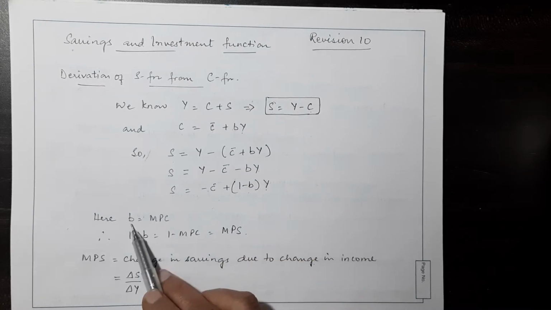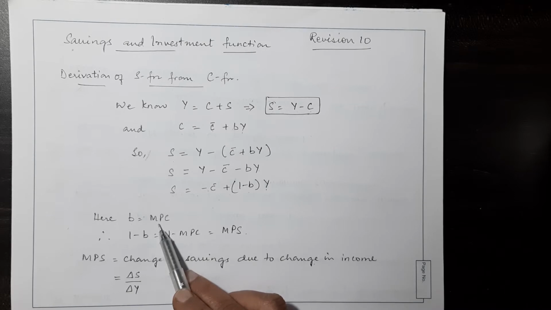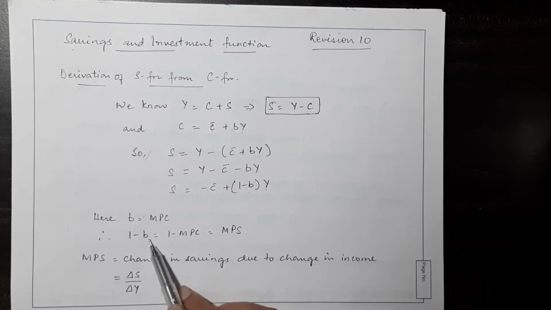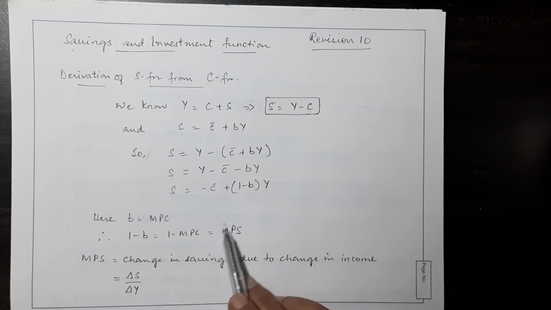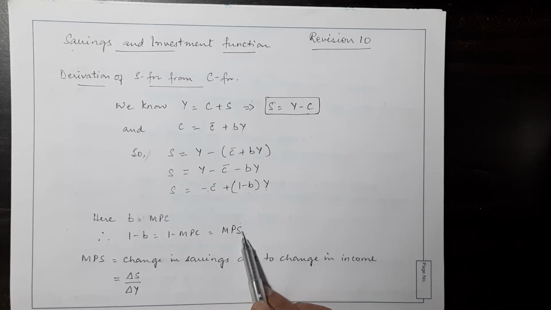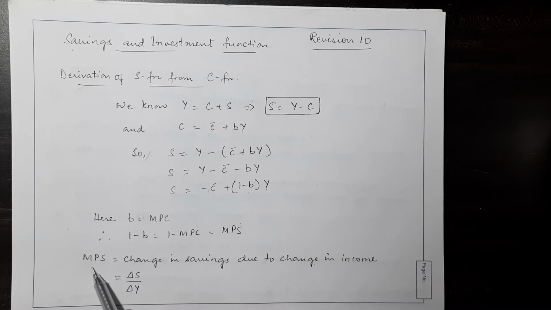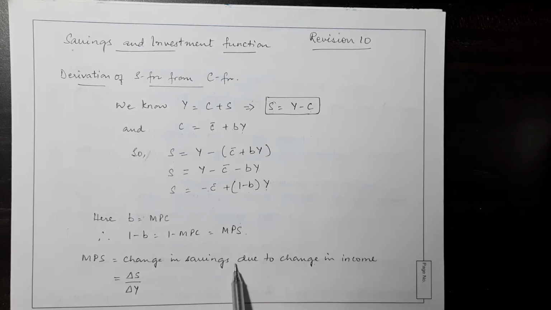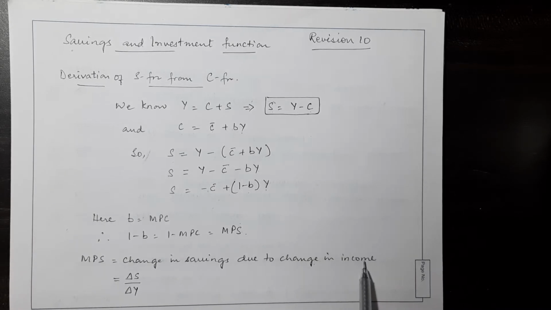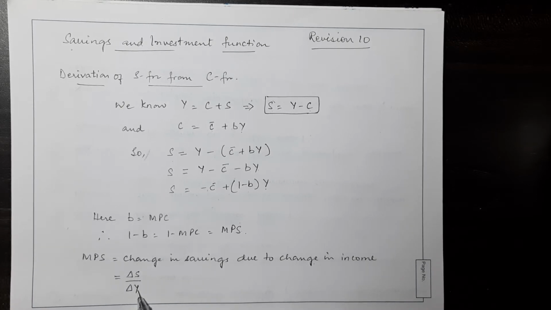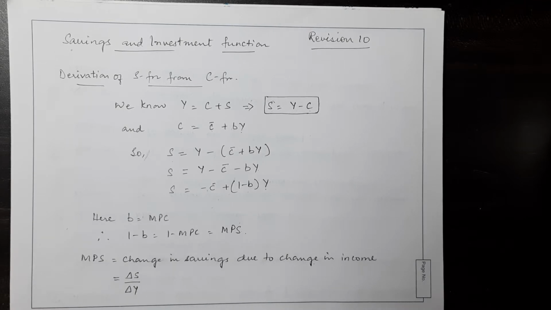Now here what is b? b is marginal propensity to consume, otherwise the slope of the consumption curve. So 1 minus b becomes 1 minus MPC, which is equal to MPS. MPS, marginal propensity to save, is the slope of the savings curve or savings function. Now MPS, what is MPS? It is change in savings due to change in income. And how do we write that? Delta S by delta Y. Since MPC is delta C by delta Y, MPS will be given by delta S by delta Y.